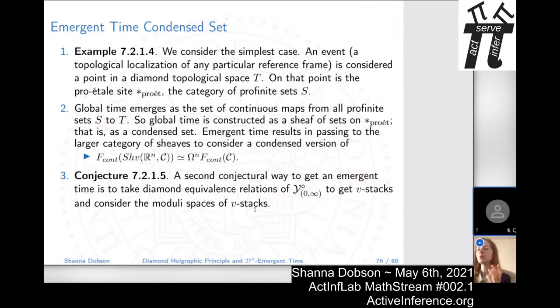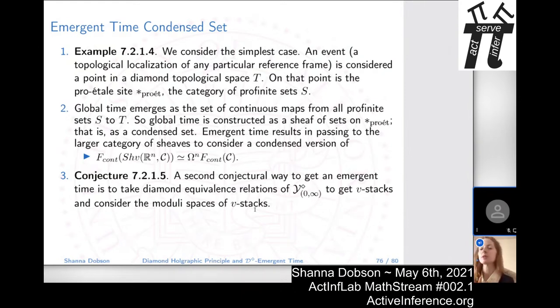So if global time is constructed as the sheaf of sets on this site, as a condensed set, then emergent time is going to result in passing to the larger category of sheaves. We keep talking about sheaves on categories, so let's frame it all in the category of sheaves. And you can consider a condensed version of this continuous K-theory. This is so hard and it'll take me a bit to finish, but as soon as I make a little progress, I get excited.